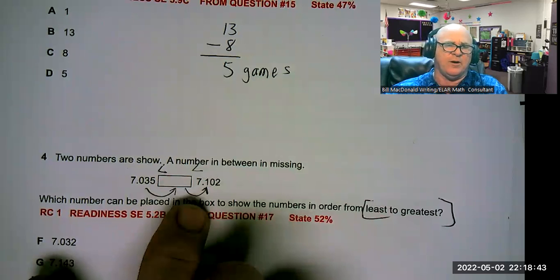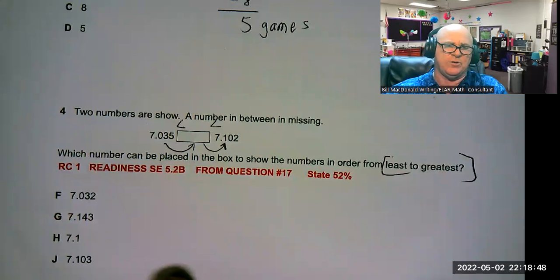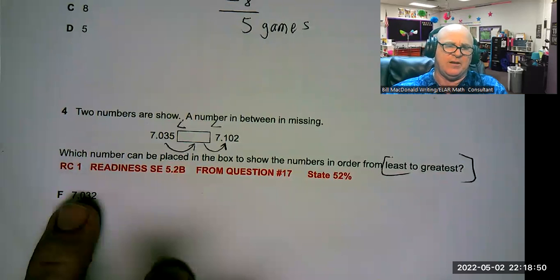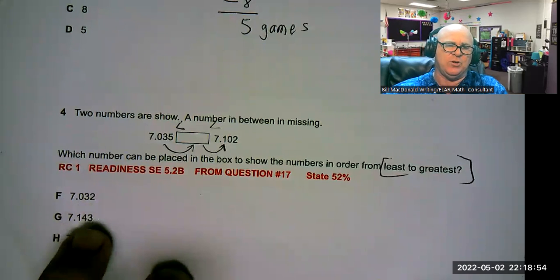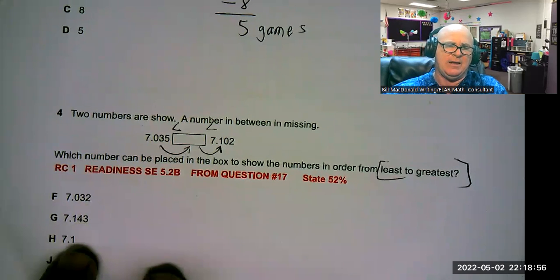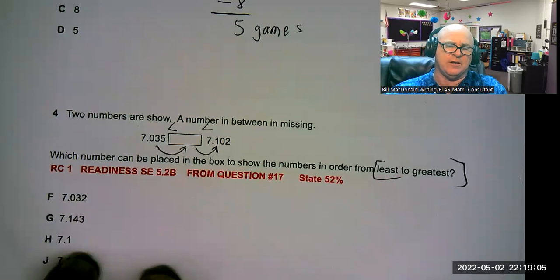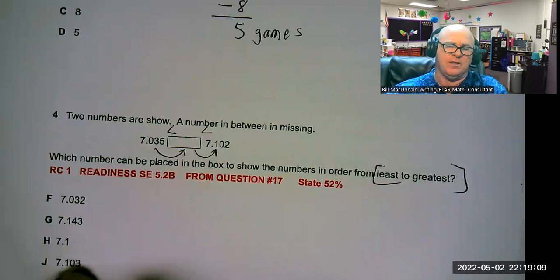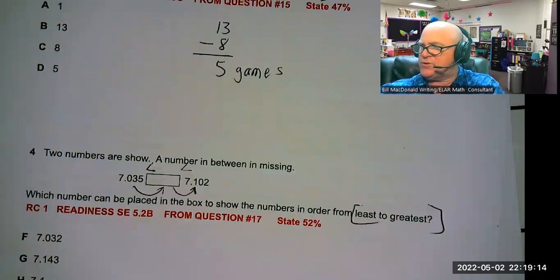So there are the four answers: F, G, H, and J, 7 and 32 thousandths, 7 and 143 thousandths, 7 and 1/10, 7 and 10 hundredths, 7 and 100 thousandths. All of those are true because of the imaginary zeros that come after the one. And then we have 7 and 103 thousandths. But placing them on a number line is hard for some kids.